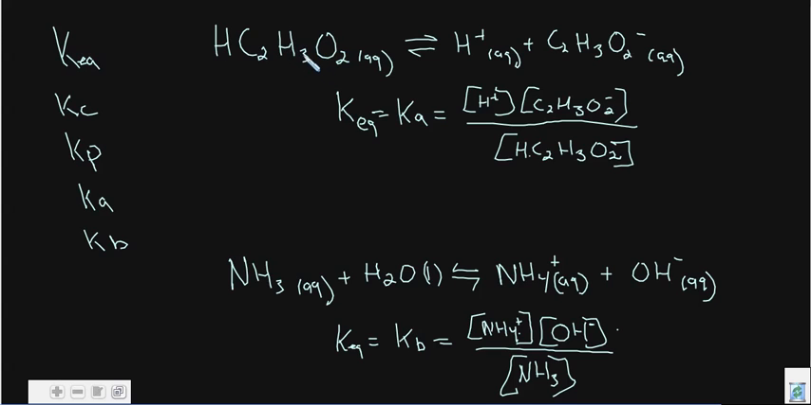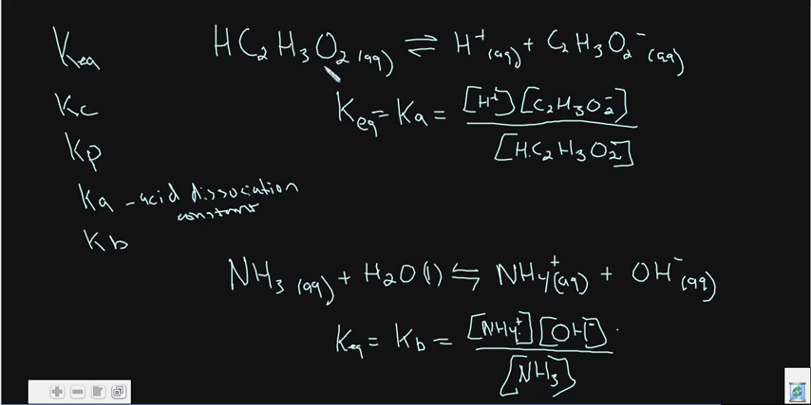Say for example, we have this one, and if we look over here, we have this acetic acid, and the Ka actually is called the acid dissociation constant. And likewise, the Kb is going to be the base dissociation constant.